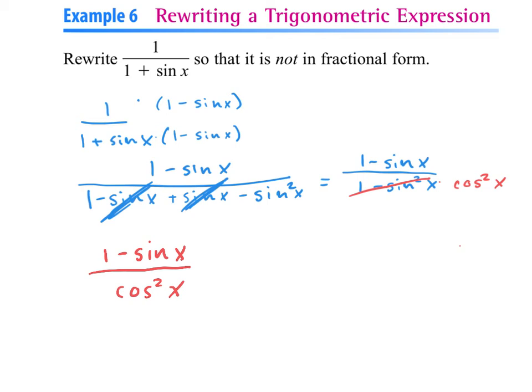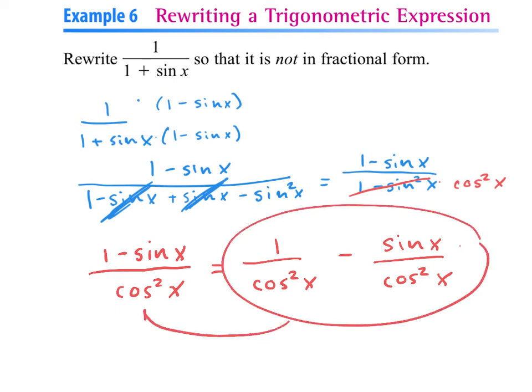I can't make it into tan yet because I have this 1 minus sine x up at the top. So in order to make it into tan, I need to break these up. So why don't we break them up and let's see where that'll take us. So we have 1 over cosine squared x minus sine x over cosine squared x. When you break it up, you keep the same denominator, but I just split the top into 2 separate parts, because if I simplified this part, I would get this. So I'm kind of going backwards a little bit to help me simplify.